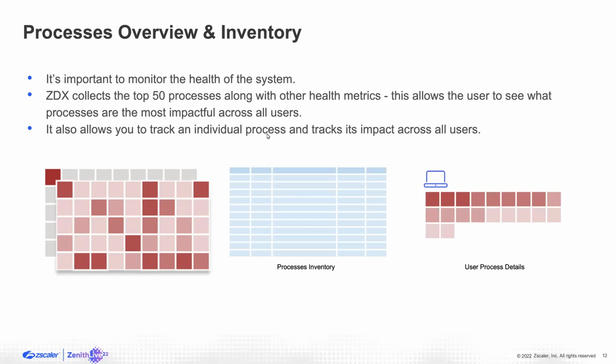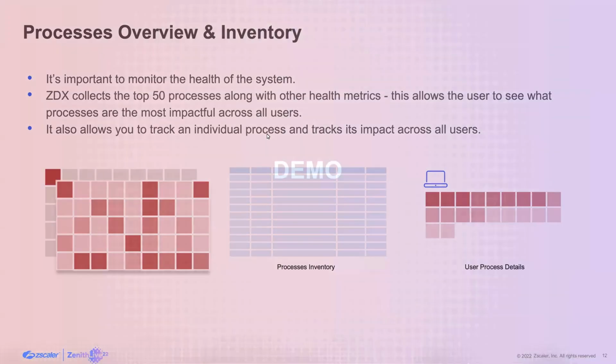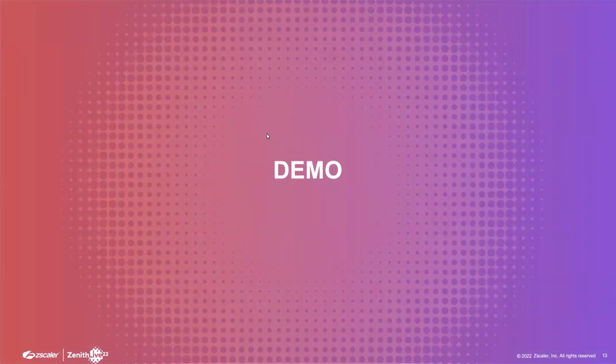When it comes to the user details page, along with the CPU utilization, you will also be able to see the top processes impacting that CPU for a given user. Now let's take a look at the demo.